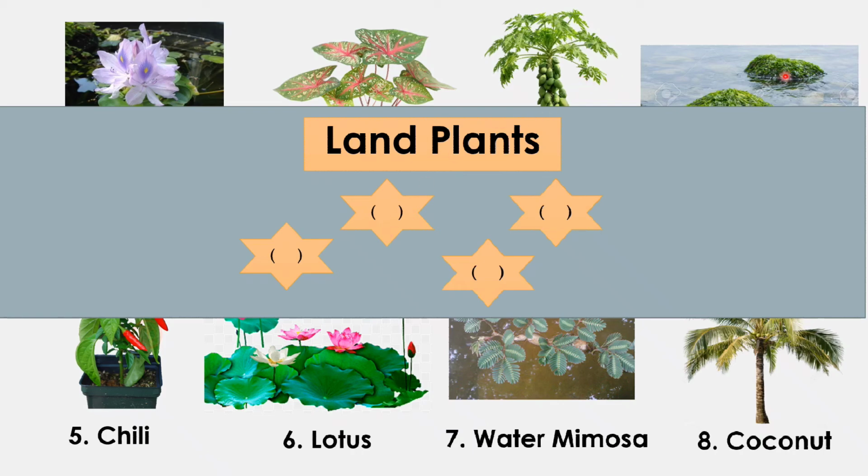How about algae? Is it in the water or land? Chili. If chili grows in the land, you can also write number 5 in the star. How about the lotus? Water mimosa. Number 8, we have coconut. If you think that coconut lives in the land, you can write number 8 in the star.